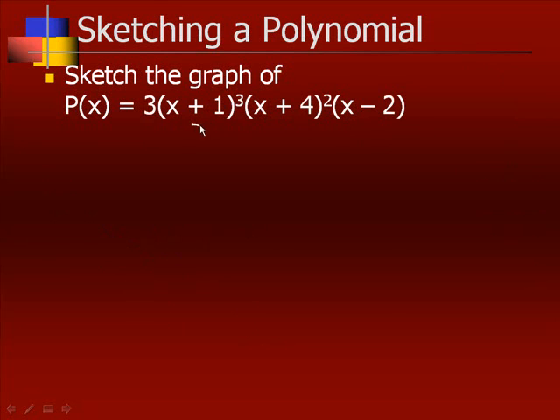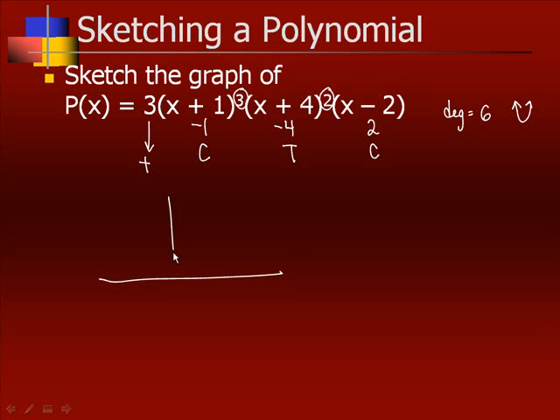Let's do another one. The 0s would be -1, -4, and 2. Odd power means it crosses here. Even power means it touches here. Odd power means it crosses here. Leading coefficient is positive, and the degree is the sum of all of our exponents. So there's an x to the third, an x to the second, so there's 5 x's, and one more would be 6. So if it's an x to the 6, we know they're both up or both down. A positive coefficient means they're both up.